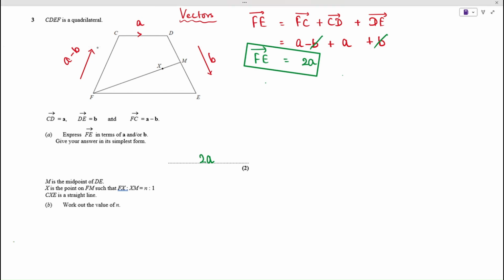For part B, M is the midpoint of DE. X is the point on FM such that FX to XM is in the ratio of n to 1. CXE is a straight line. Work out the value of n.